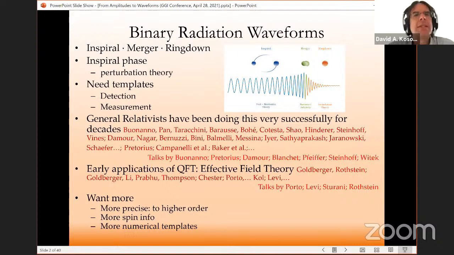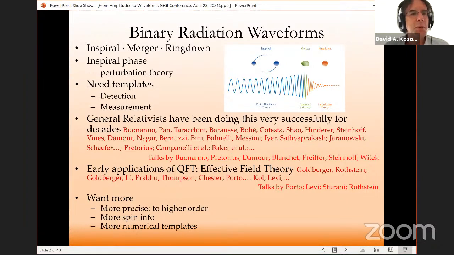Now, general relativists, as we've already heard in talks by Bonanno, Pretorius, Damour, Blanchet and Pfeiffer, and as we'll hear also, I think, from Jan Steinhoff and Helvi Vitek, have been doing this very successfully for many decades. And indeed, there have also been applications of quantum field theory in the guise of effective field theory that were pioneered a decade and a half ago by Walter Goldberger and Ira Rothstein, that we've heard talks about today by Rafael Porto and just the previous talk by Michèle Levi. And we'll hear more from Riccardo Storani and from Ira himself later on in the week.